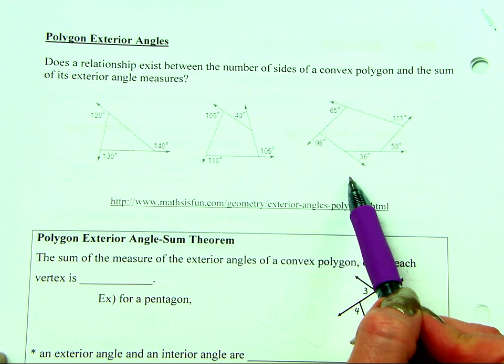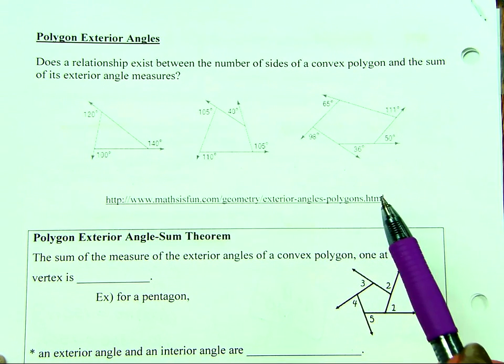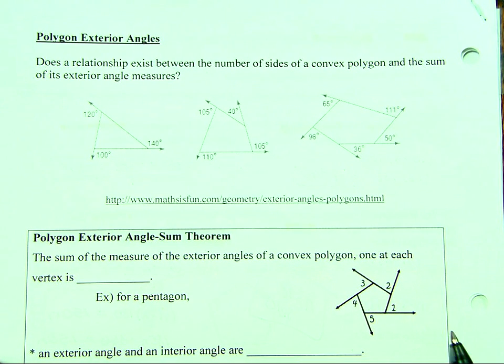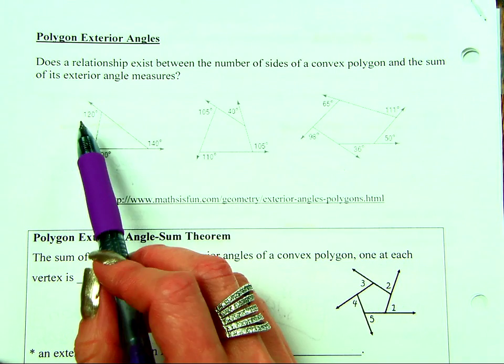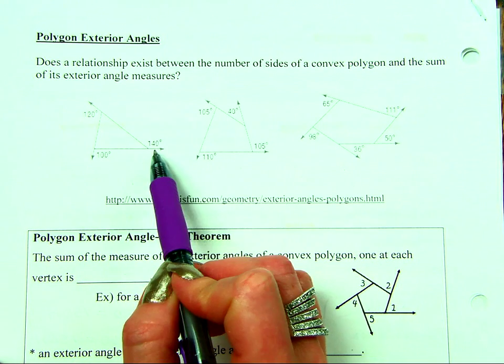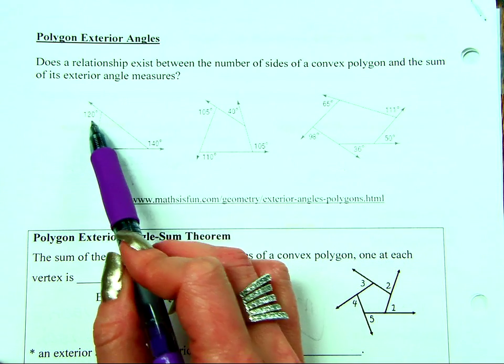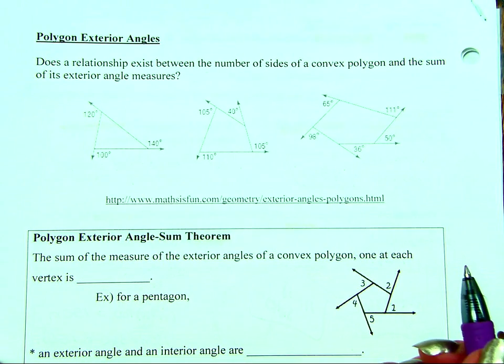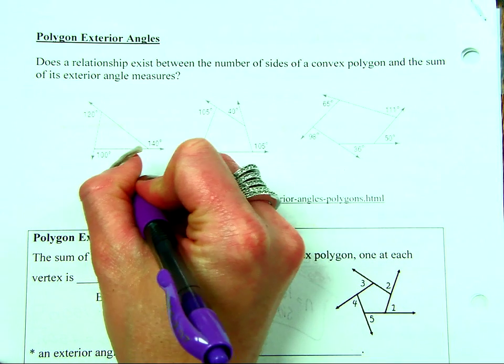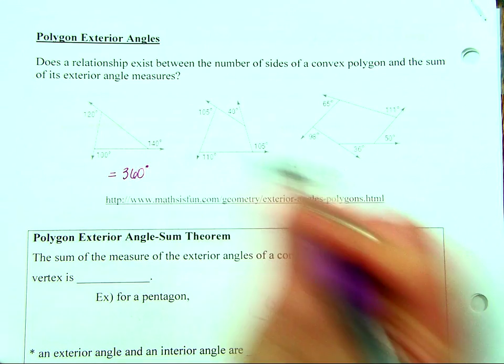Well, the question posed is asking us, does a relationship exist between the number of sides of a convex polygon and the sum of its exterior angles? Well, let's look at the sum of those exterior angles. I have 120, 100, and 140. 100, 200, 300, 20 and 40 would be 60. So that sum would be 360 degrees.